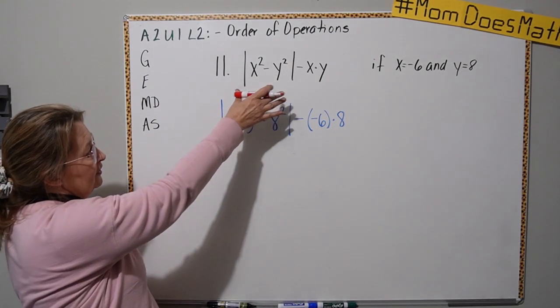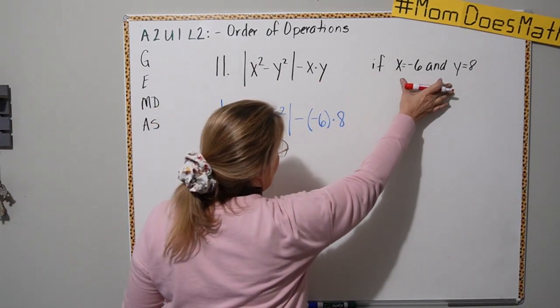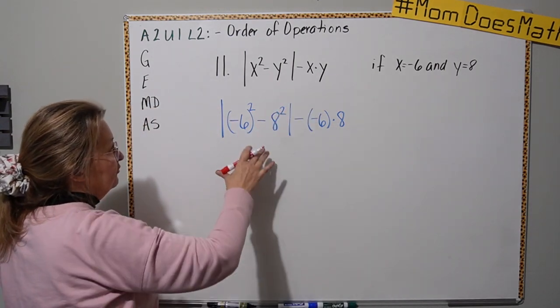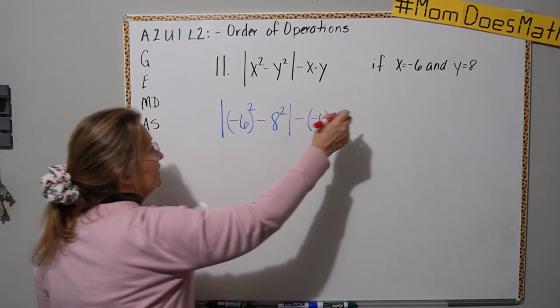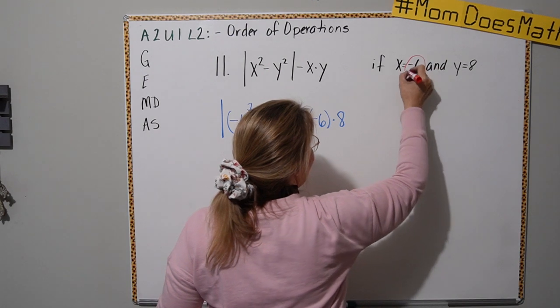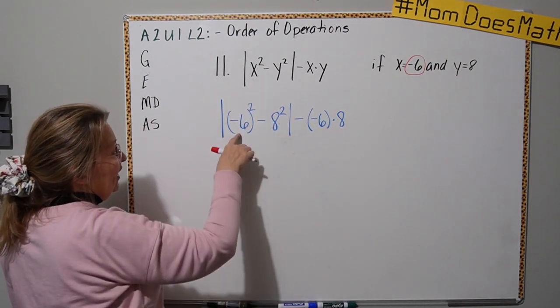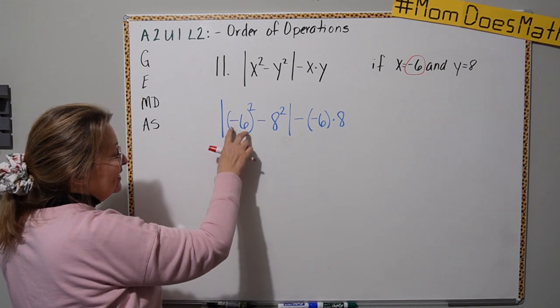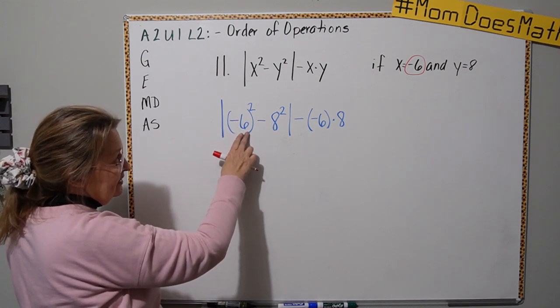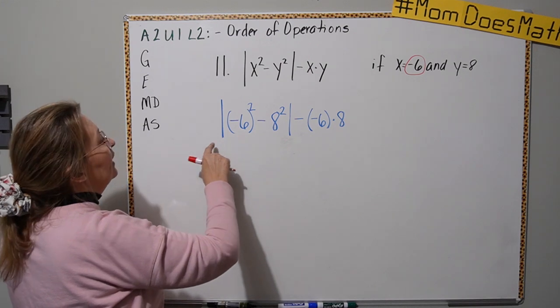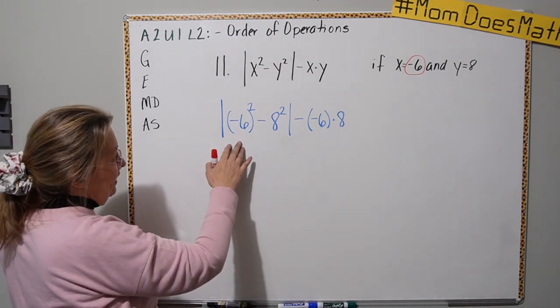Okay, here's number 11. Here's our expression. Here's our values to evaluate with, and this is the expression after I filled in. I want you to notice, this says x equals negative 6. That's why when I filled it in to x squared, the negative 6 went in parentheses, because the whole x is negative 6, all right? And we know that makes a difference with sign.